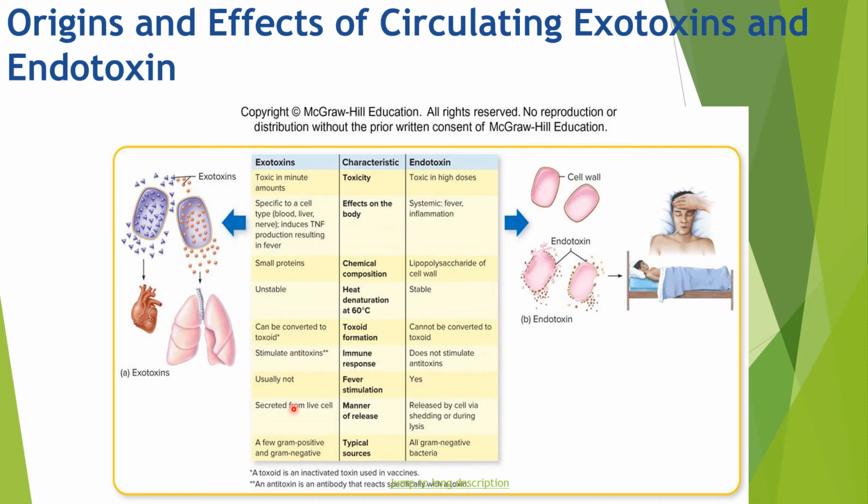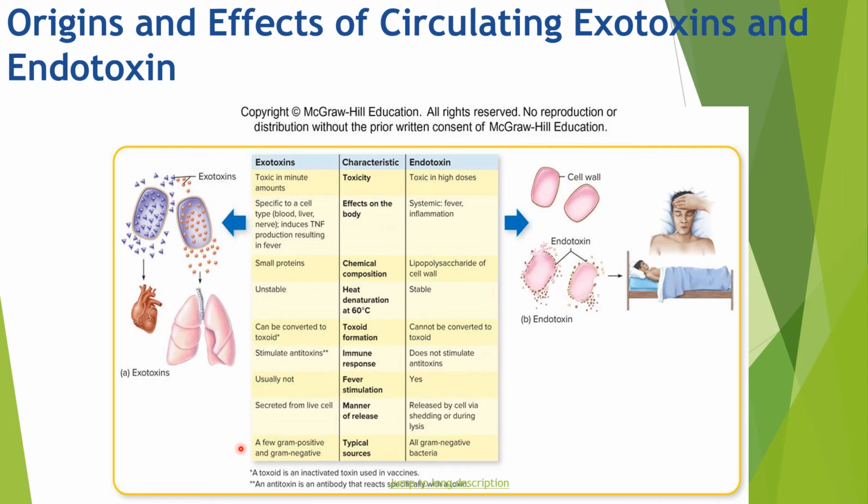They're released from those live bacteria cells, and again, they're going to target specific targets in the body. And as I said, all gram negatives, by the way, have the ability to produce endotoxins because it's part of their lipopolysaccharide, right? Part of that outer membrane that they have. Both gram positives and gram negatives can produce exotoxins.